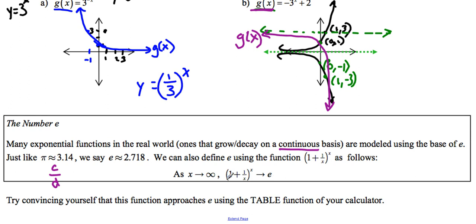Okay, you can test that in your calculator. If you put this into y1 and then either look at your table or keep tracing out larger and larger values, or keep plugging in bigger and bigger values, you'll get closer and closer to actual e.